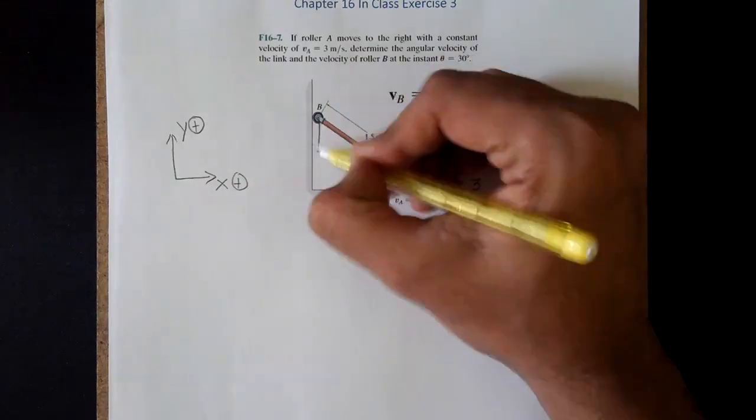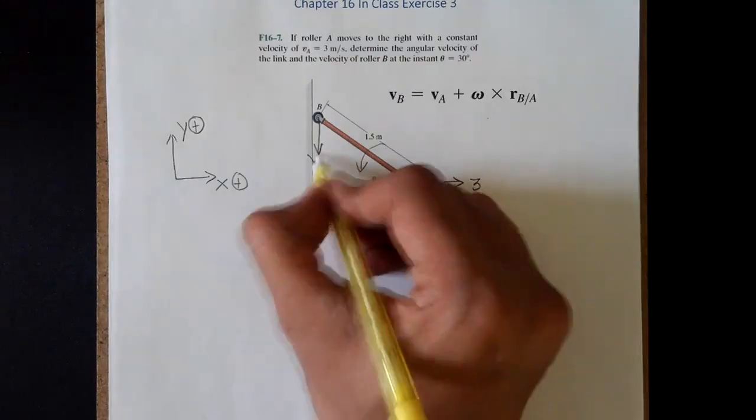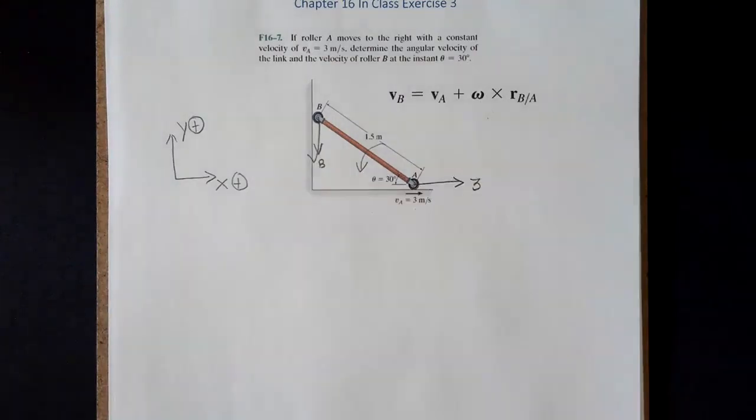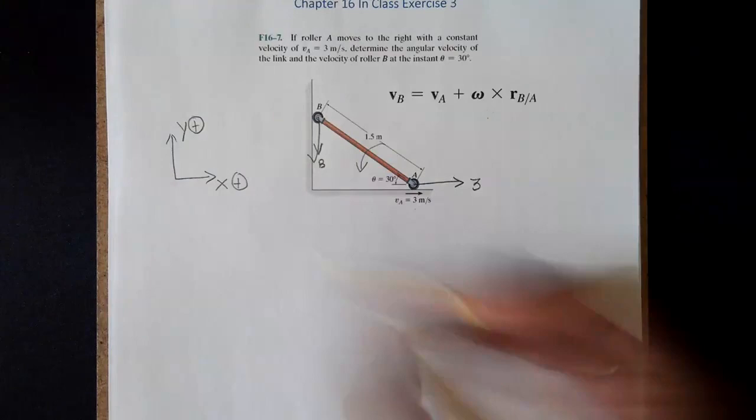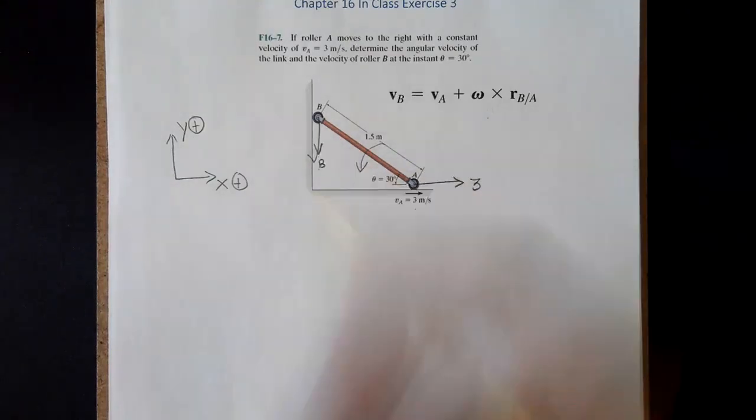B goes down, so it's actually negative. We don't know the magnitude of that velocity, so for now I'll just put magnitude VB. Now this is speed and the direction is given by the arrow from the graph.